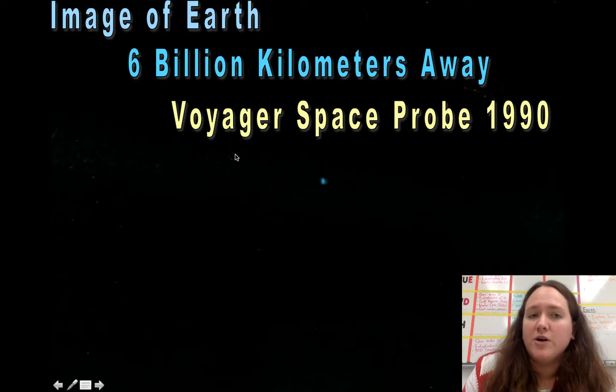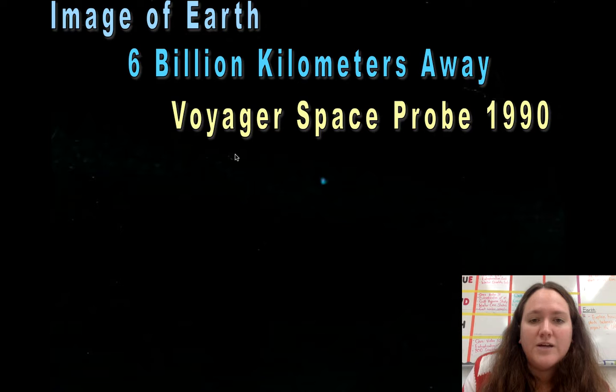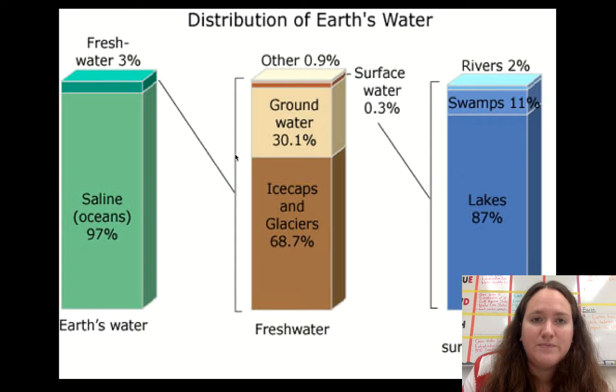So here's a picture of Earth, 6 billion kilometers away. It was taken in 1990 by the Voyager space probe. And this is when we really realized and named our planet the blue planet, because we have so much water, we look blue in space. So here's where Earth's water is distributed.